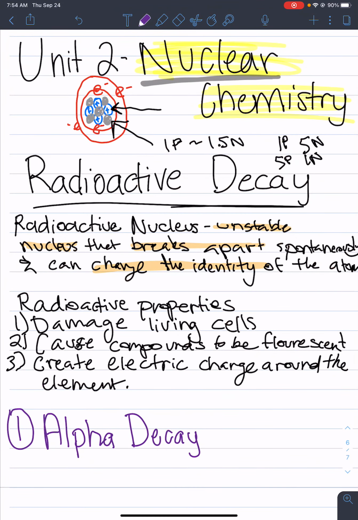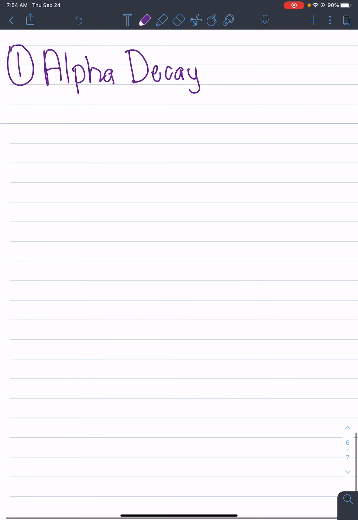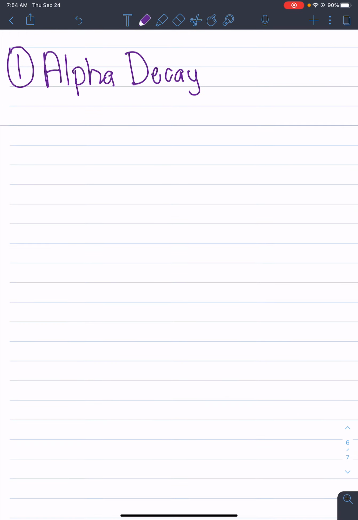Alright guys, welcome back. So remember, we're talking about radioactive decay. We're talking about the 3 different types of decay. So the first type of decay is alpha decay. So if you want to write that down in your notes, we're going to take some notes and talk about some properties of alpha decay. So the first property of alpha decay is it has the lowest penetrating power.